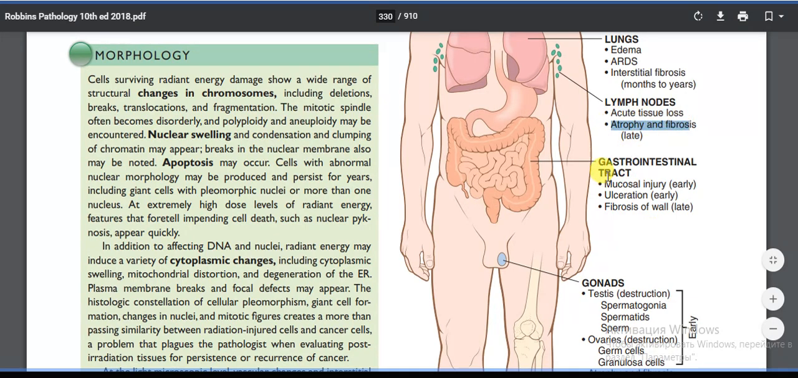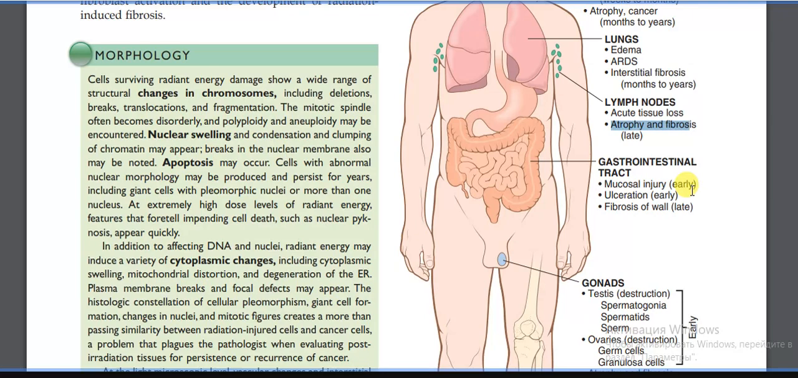Gastrointestinal tract: it causes mucosal injury in the early period, because there are rapidly dividing cells of the mucosa, and they lose their ability for division. Then ulceration also happens due to loss of the cells, due to necrosis of the cells, and it also causes fibrosis of the wall due to the same activity of macrophages, the alternative pathway of macrophage activation.